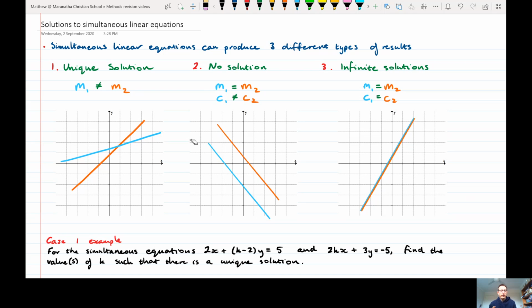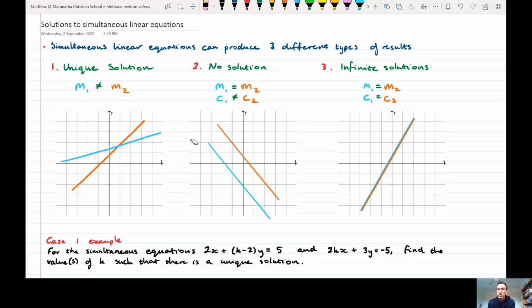Now, in terms of properties of the graphs, remember linear equations can be written in the form y equals mx plus c. So each of these follows y equals mx plus c. For equations to have a unique solution, you must have different gradients. That's the only condition. You can clearly see different gradients here, and that means they cross over with each other once.